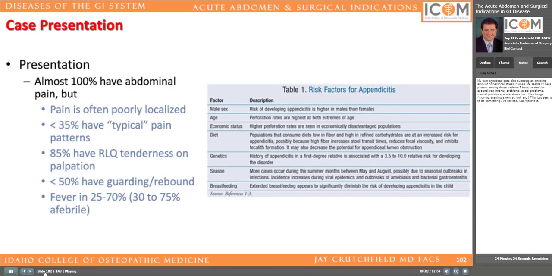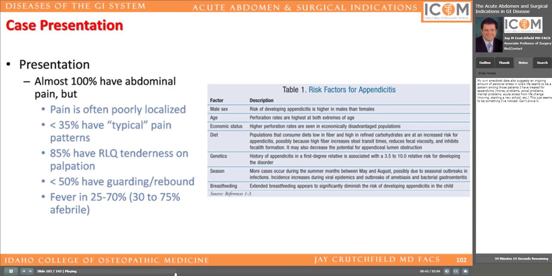When elderly patients present with acute appendicitis, almost 100% of them have abdominal pain, but it's poorly localized. Less than 35% will have the typical pain pattern of pain first at the umbilicus, then radiating down towards the right lower quadrant. 85% have right lower quadrant tenderness on palpation, but less than half of these will have evidence of an acute abdomen. Less than half have guarding or rebound. And fever is also highly variable. It can occur in 25 to 70%, and 30 to 75% can present afebrile.